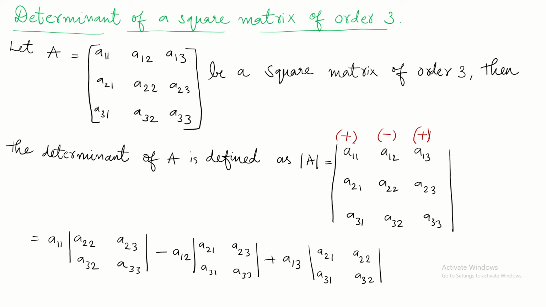you have to take the first element A11. Whichever row or column A11 is in, that you have to ignore. That means the row containing A11 and the column containing A11, you have to ignore.